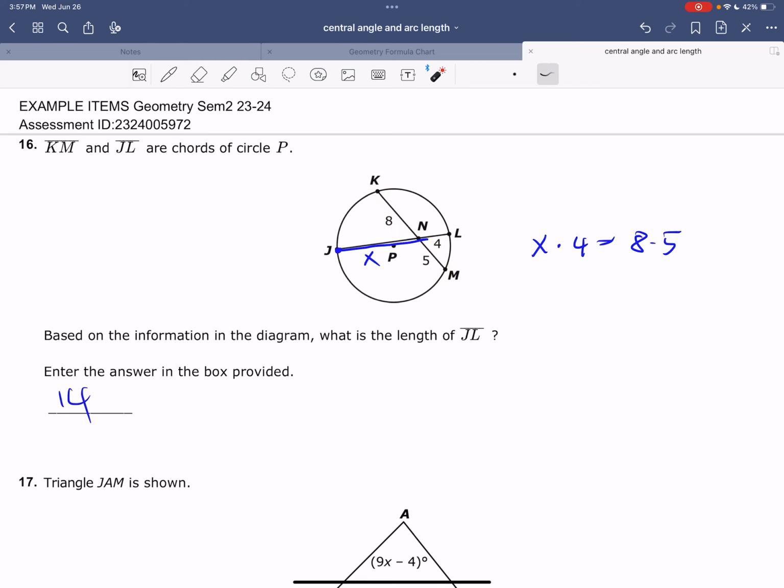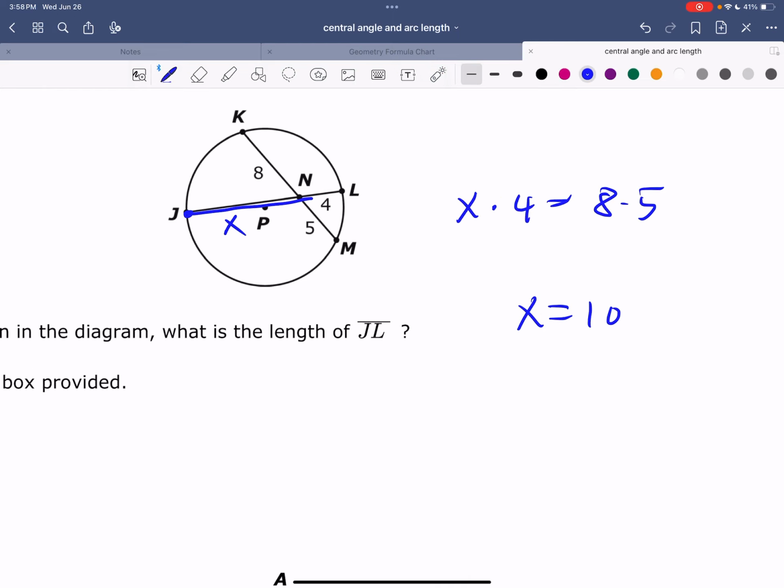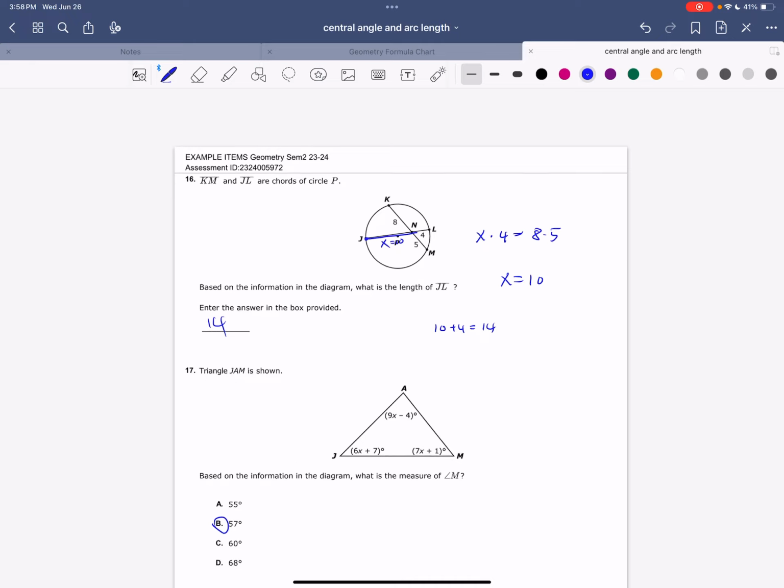You can change the order, like this. That's not a big deal. You still get the right answer, and if you use menu 31, you're going to get x equals 10. Now, why is the answer 14? Because you're looking for J to L, right? So x is 10, but this is 4. So it's 10 plus 4, which is 14. So don't get confused with this, okay?